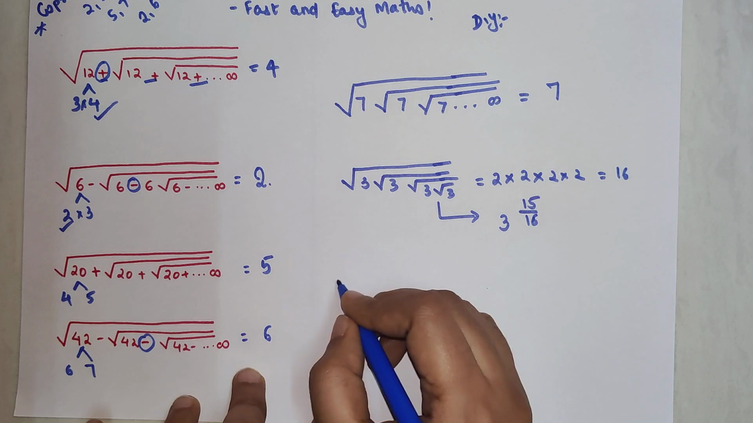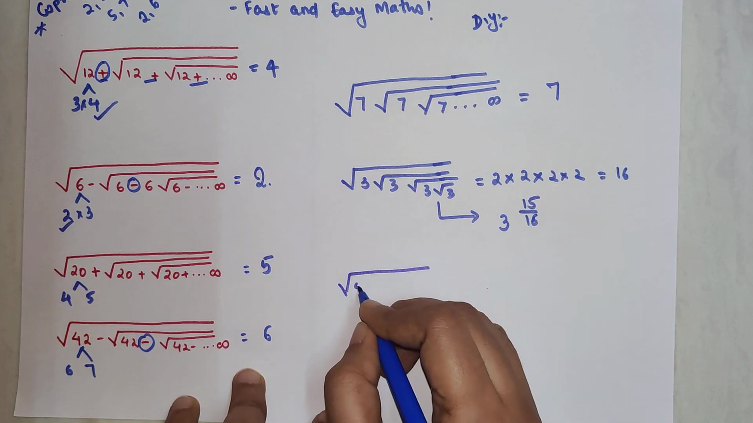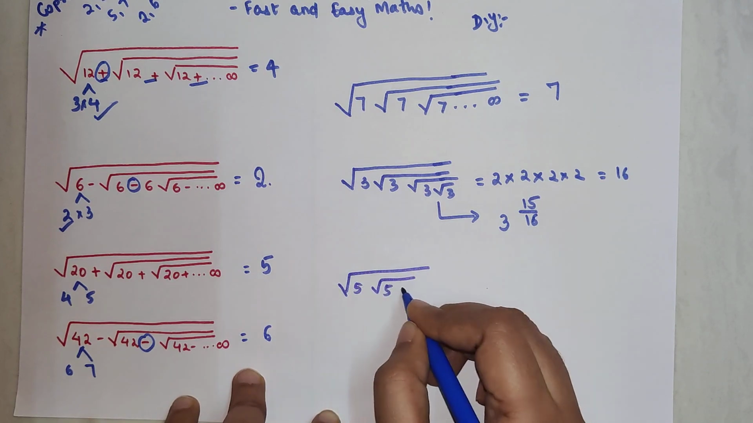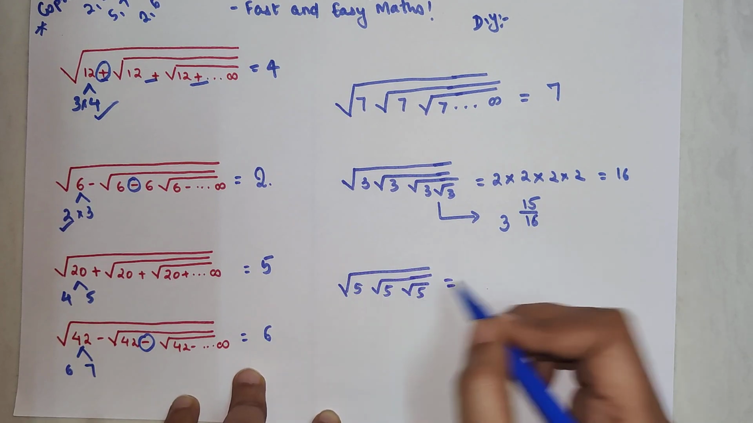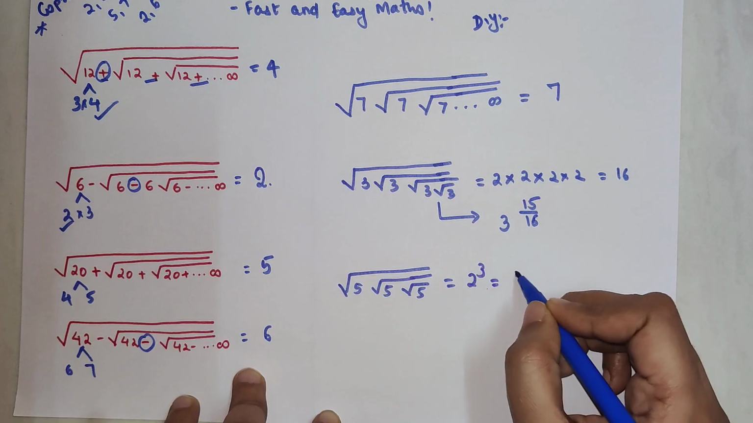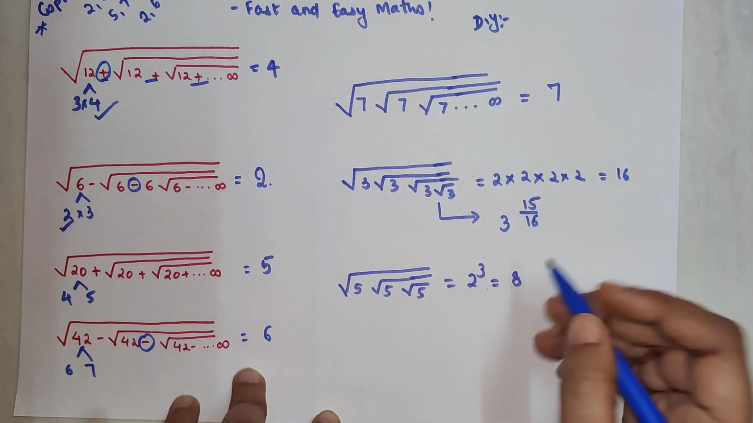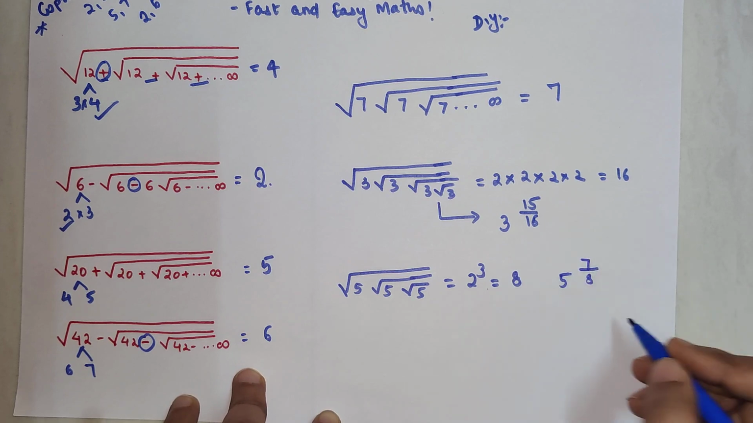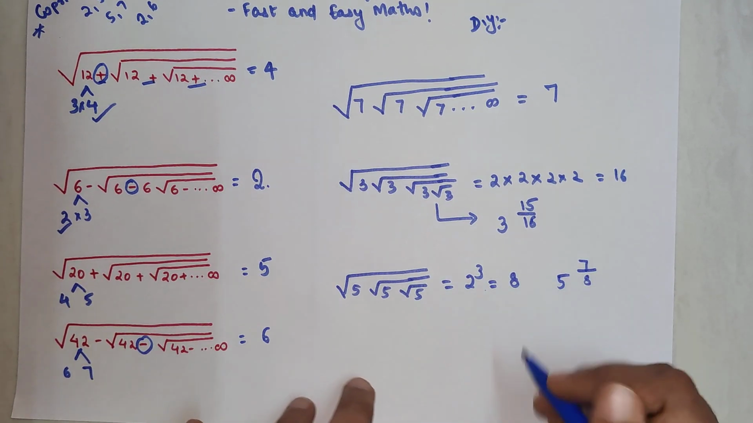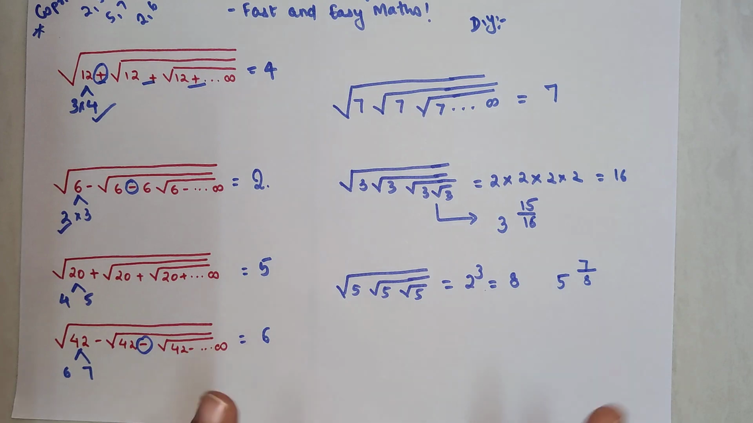So very quickly let's do one more. 5 root 5 root 5. How many times is the root happening? 3 times. So 2 raised to 3, or 2 into 2 into 2, that gets you 8, right? So the answer is 5 raised to 7 upon 8. I hope you all are getting the hang of this particular question.